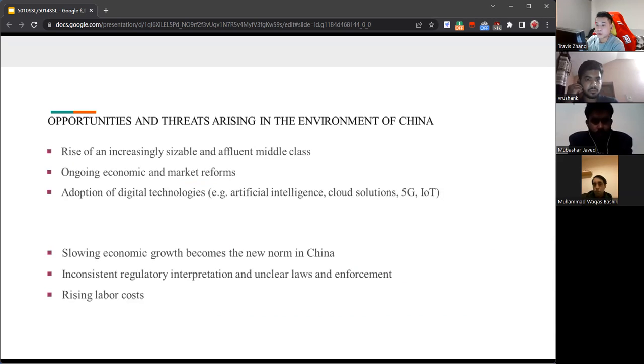Opportunities are the rise of an increasingly sizable and affluent middle class, ongoing economic and market reforms, and adoption of digital technology like 5G and IoT. And the threats are slowing economic growth becoming the new norm in China, inconsistent regulatory interpretation, unclear laws and enforcement, and rising labor costs. So for the rest of the part, I will leave it to my groupmate.